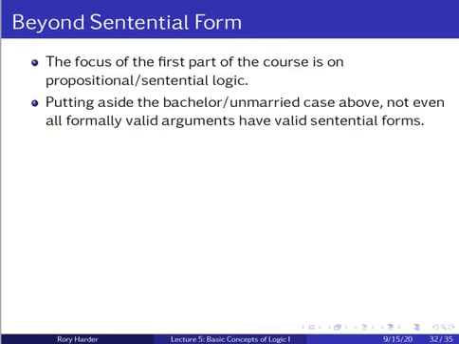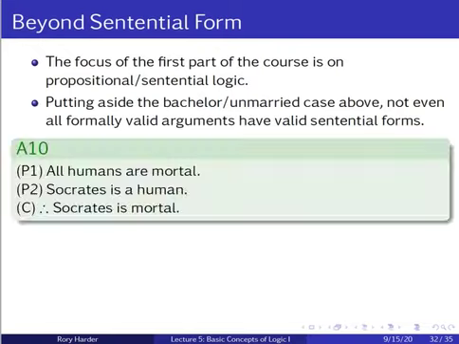So above, we saw a case where we had an argument which seemed valid but was not formally valid. And this was the argument from the premise that John is a bachelor to the conclusion that John is unmarried. So that was a case where we had a valid argument that was not captured by looking at formal validity. Okay, but putting aside cases like that, it's not even the case that all formally valid arguments have valid sentential forms. So I want you to consider the following.